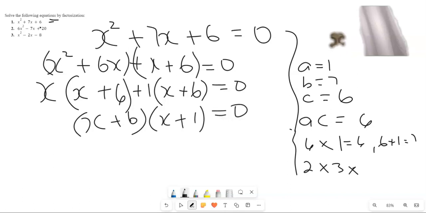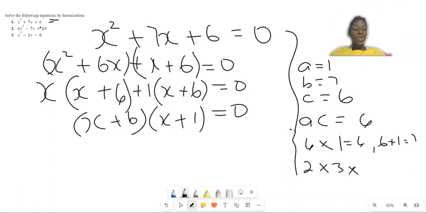And of course, that factorization could have been done shorter. Once the coefficient of x squared is 1 and you find the two factors, that is what forms the answer. Notice our two factors are 6 and 1, and in the brackets we have x plus 6 and x plus 1. So once you are factorizing a quadratic expression where the coefficient of x squared is 1, the shorter way could have been done.